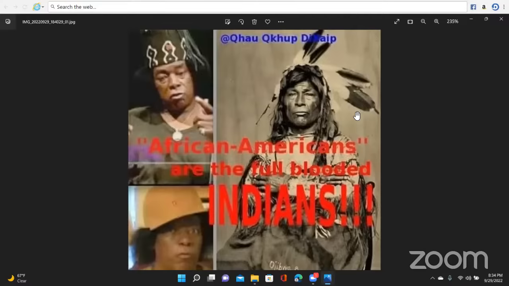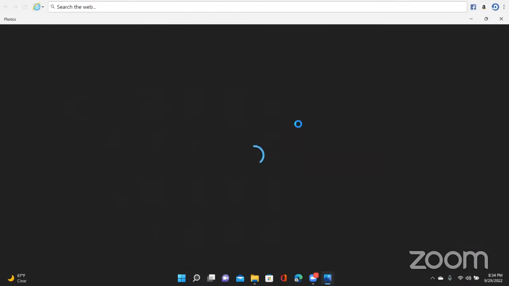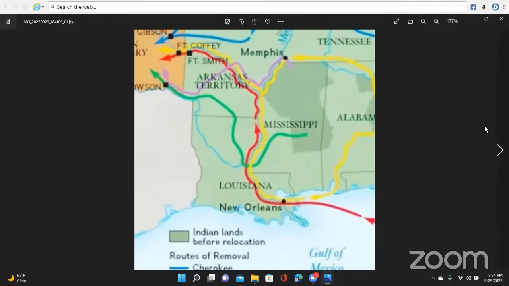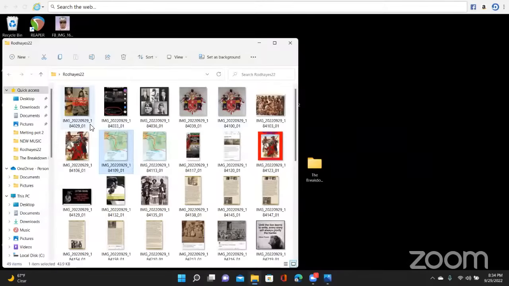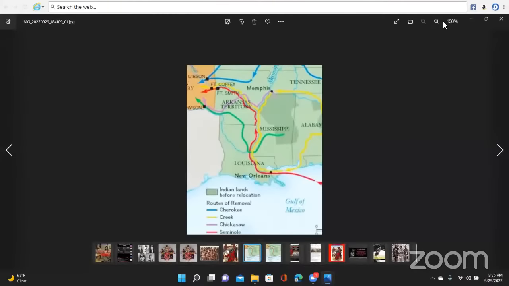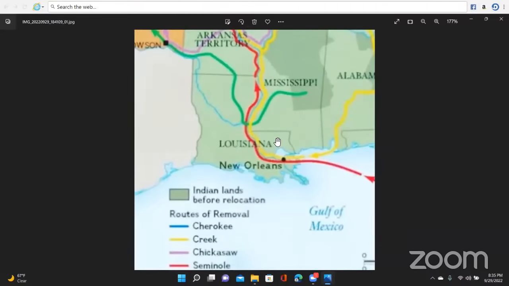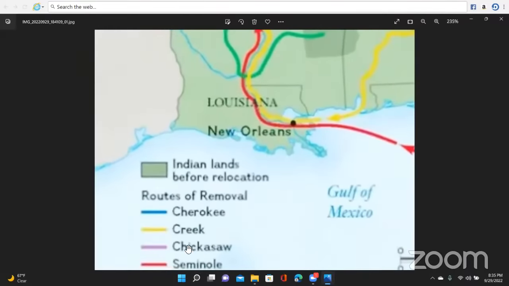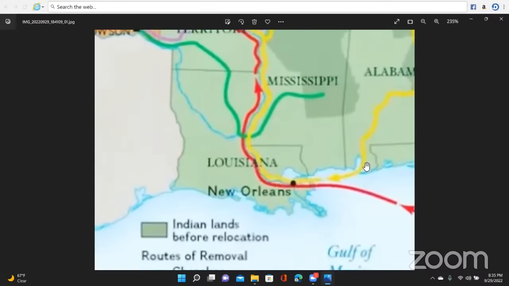Do we got a map in that collection? Right here, I think. Is that one of the maps you had, showing where the Seminoles were? You see that red line? Scroll down under the key so we can see the map. It's going to tell you what each color line means. The red represents Seminole. The purple represents Chickasaw. Yellow represents Creek. Blue represents Cherokee. I want the people that's watching to see it too.